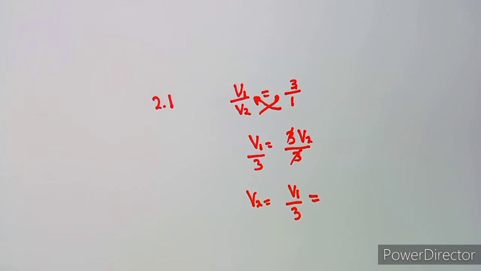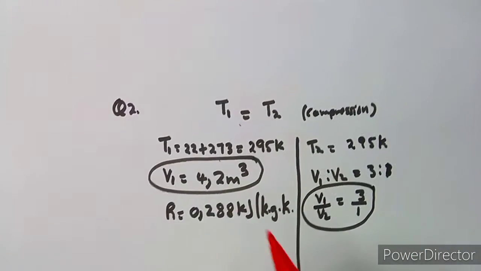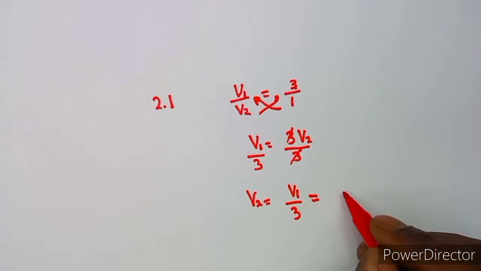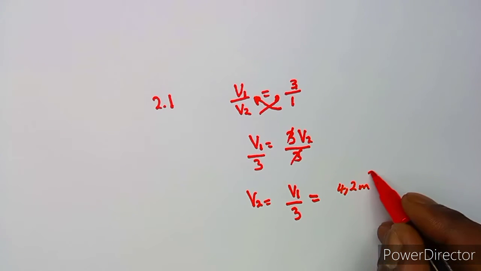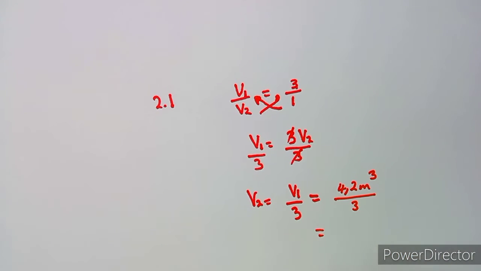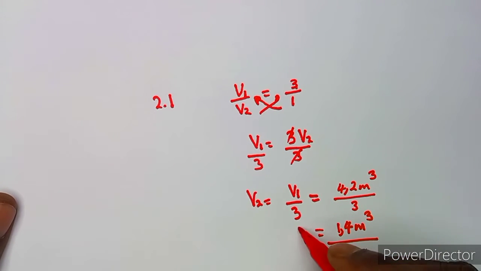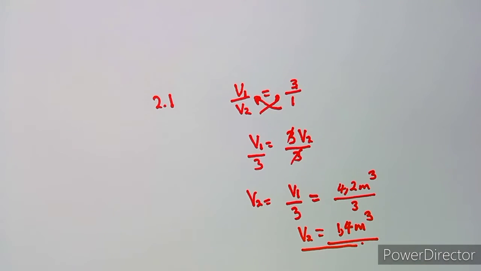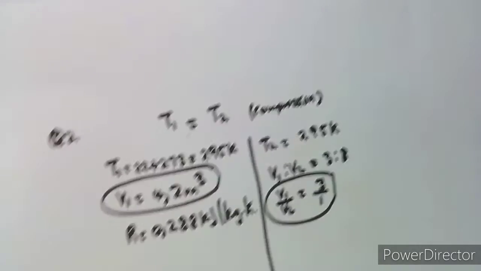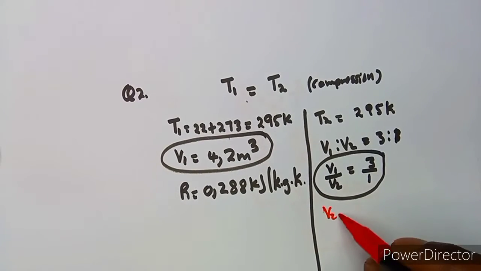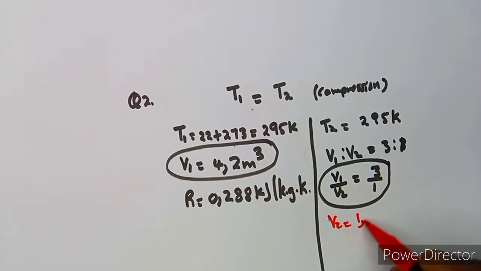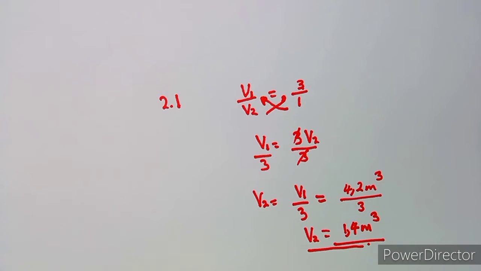And where is our V1? From the information, our V1 is 4,2 cubic meters, over 3, and that will be the value of V2, which is 1,4 cubic meters. So this is our V2. We just need this information because you never know, later on we might need it. So V2, we obtained it as 1,4 cubic meters. I'm just listing it down, maybe we might need this later on. You never know what is going to happen, so just leave it like that.